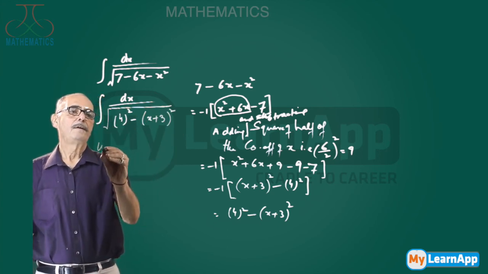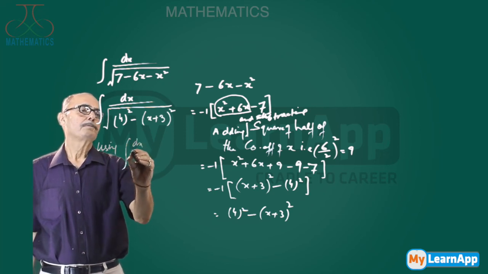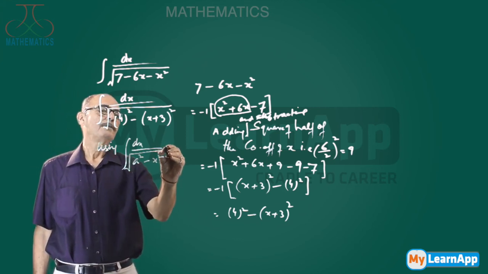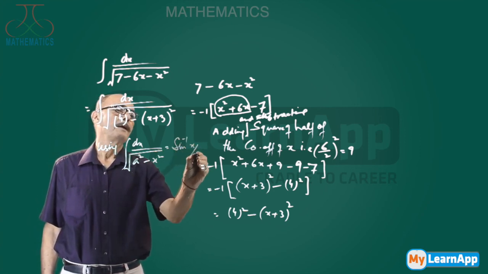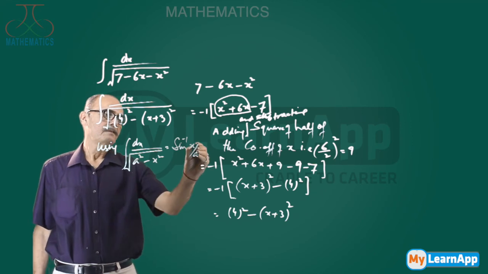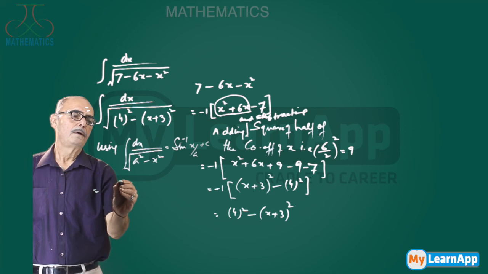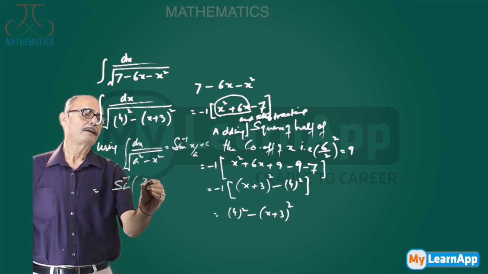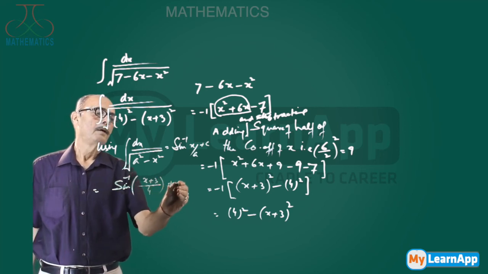So using the formula that dx upon a square minus x square under the root, which is equal to sine inverse x upon a plus c. So this is equal to sine inverse, for x you write x plus 3 upon 4 plus c.